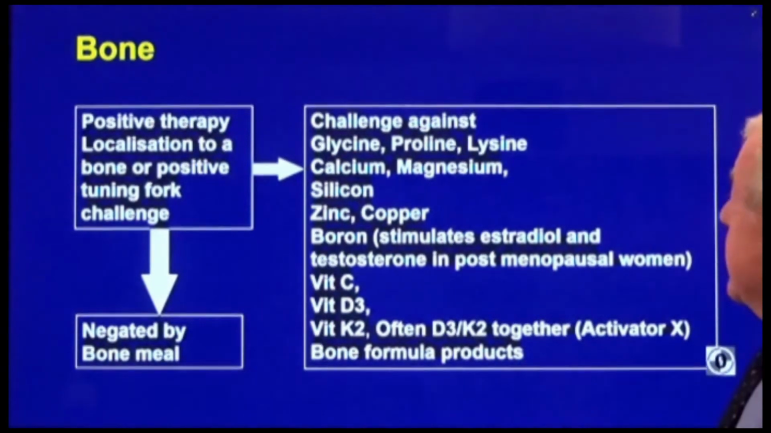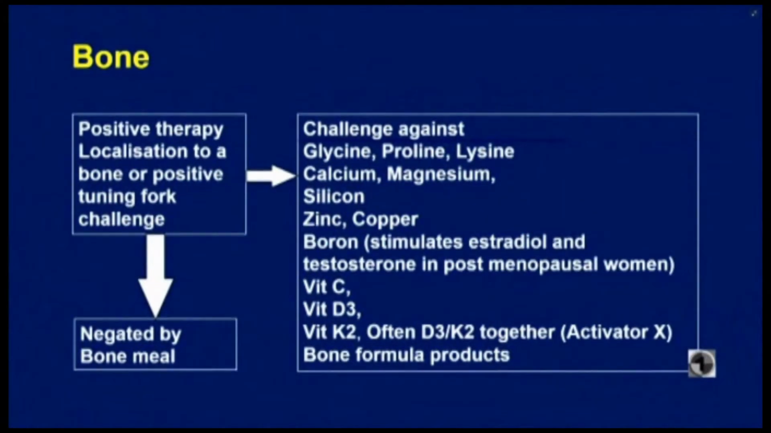So looking at bone, positive therapy localization to the bone is sometimes very difficult with osteoporosis, but I like to use Joe Schaefer's technique of using the tuning fork. We hit the tuning fork and put it on a bony prominence like the greater trochanter. If a strong muscle goes weak, test it against bone meal, a ground up bone mixture, just to see that it is the compounds of the bone which negate this. Then challenge it against the precursors to collagen, like glycine, proline, lysine, and the minerals that attach to the scaffolding, like calcium, magnesium, silica, zinc, and copper.